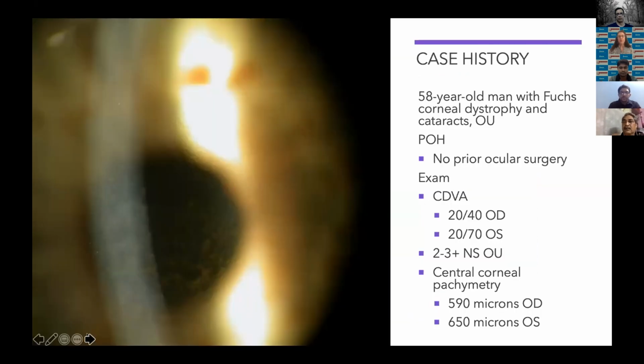A perfect case history would be this patient, a 58-year-old gentleman with a corneal dystrophy and a cataract. We have no prior ocular history. Exam is 20/40, 20/70, and a moderate nuclear sclerosis. Corneal pachymetry was 590 microns in the right eye and 650 in the left eye.